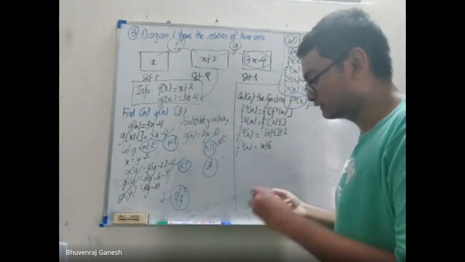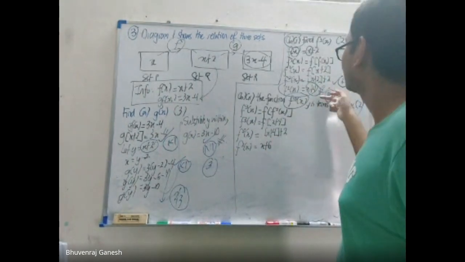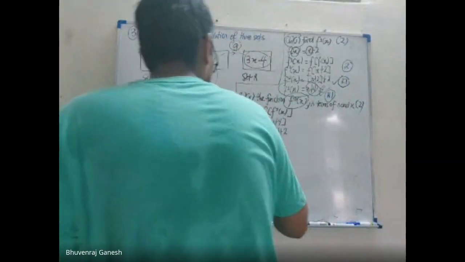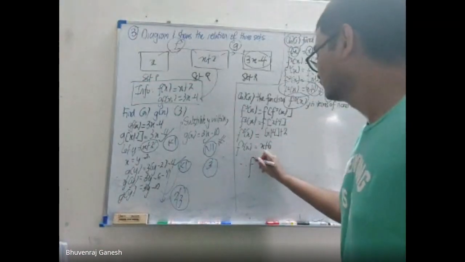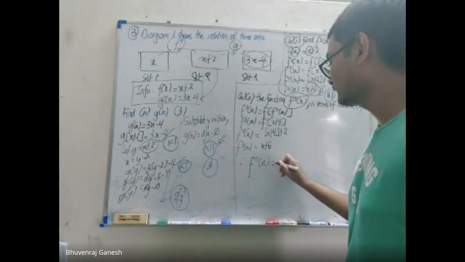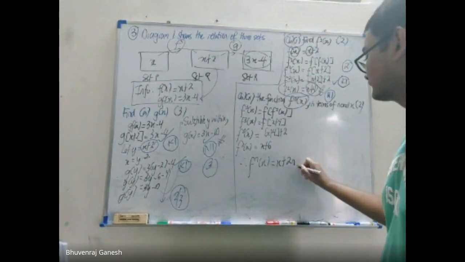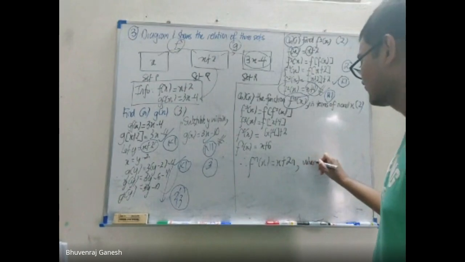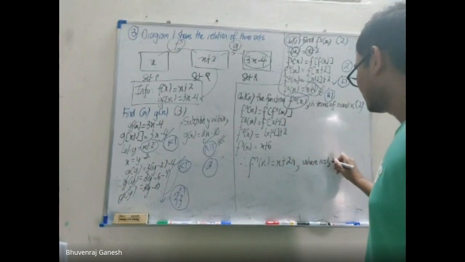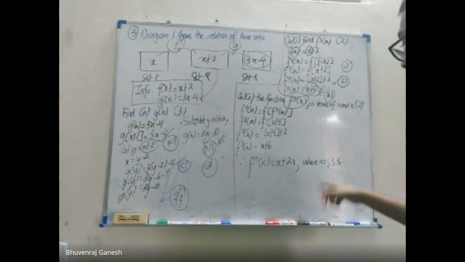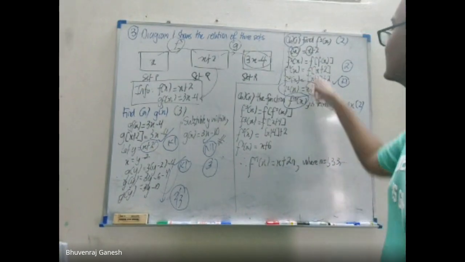So you see a pattern here. Plus 2, plus 4, plus 6. So that's what they want you to conclude from here. So I can say therefore f^n x equals x plus 2n. And I will put an extra one at the back here where n equals 1, 2, 3, and so on. So when you substitute n is 1, you will get x plus 2, which is your fx.